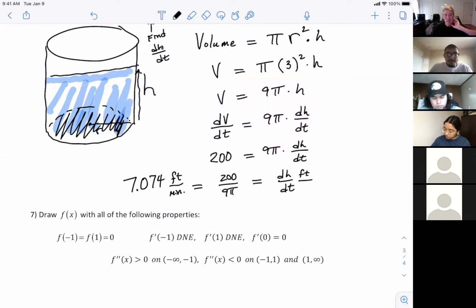So obviously, I didn't really think about the numbers when I made that one up, because for something to fill up 7 feet in 1 minute, that would be a lot of water. But that's what we got.